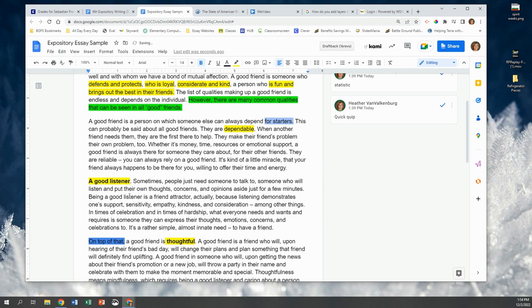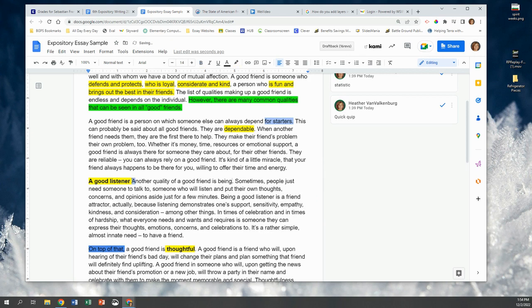How am I going to end this sentence? That's right. And good listener is another quality of being a good friend or having a good friend.